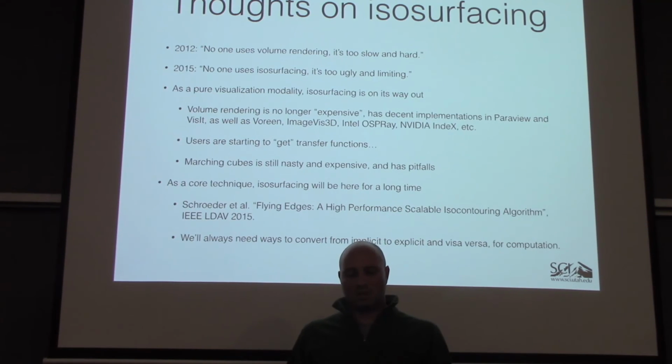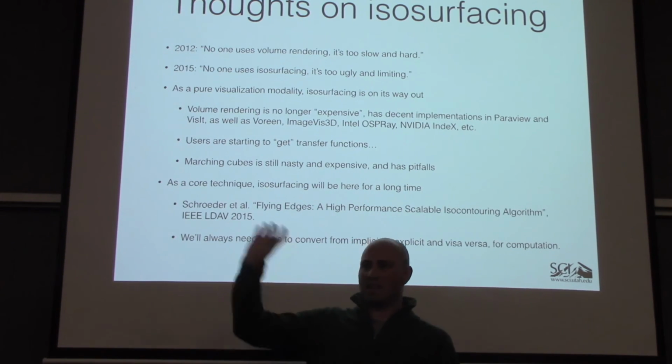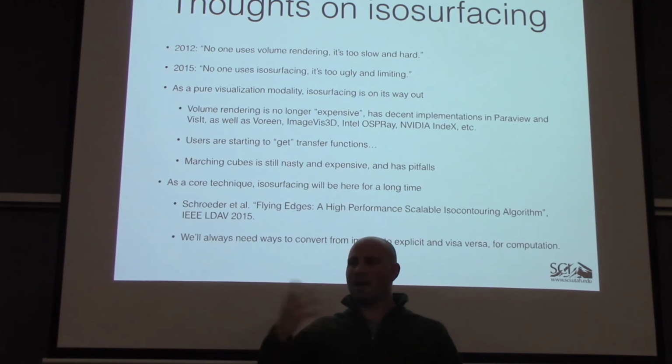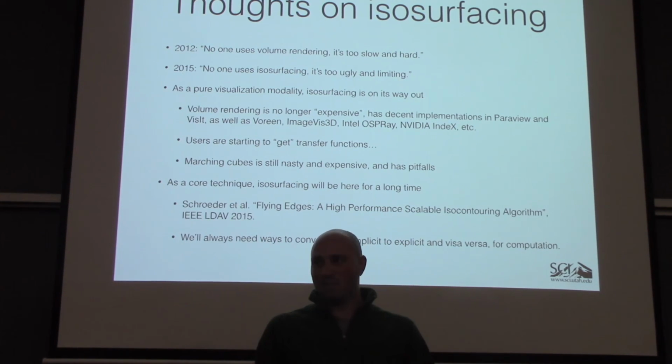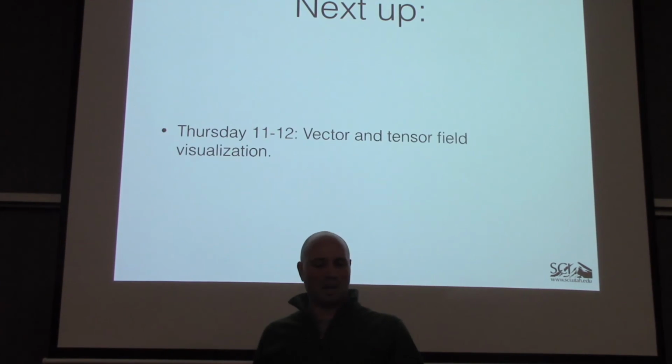That said, isosurfacing will always be useful for data analysis. Anytime you want to take an implicit surface and use that for meshing or remeshing in the animation world. So I think marching cubes will be here to stay for a very long time. And that's all for the lecture today. Next up is vector and tensor field viz.